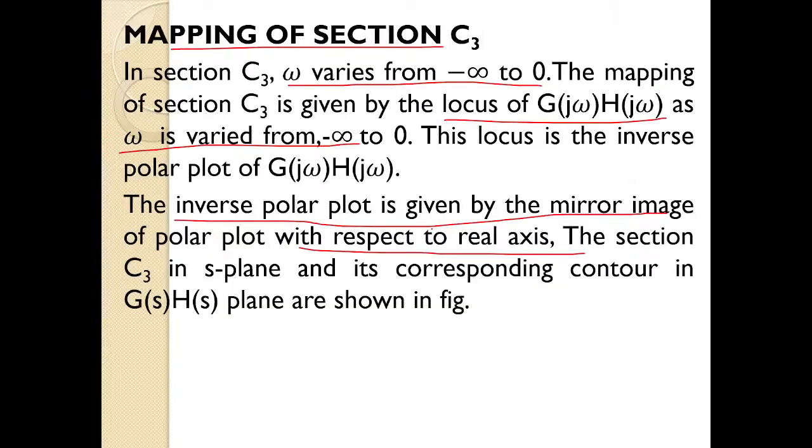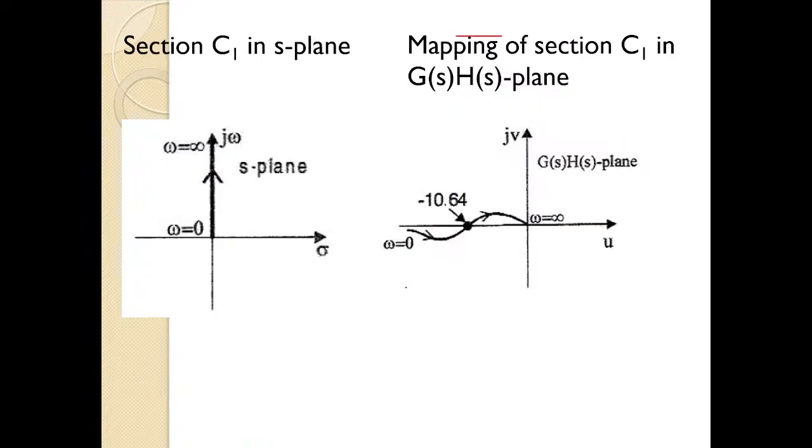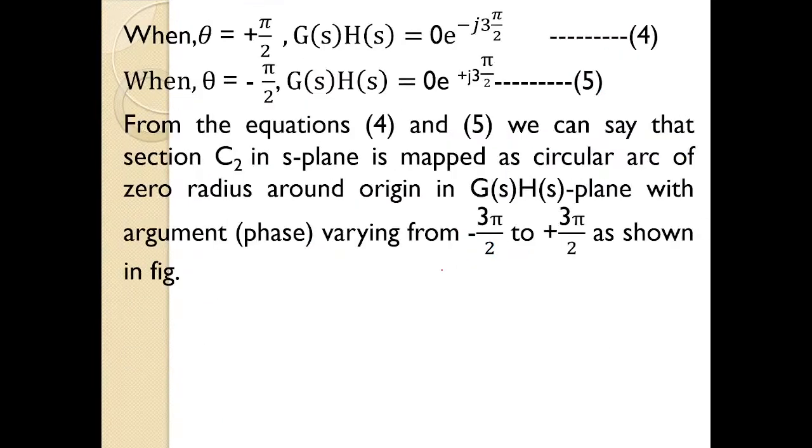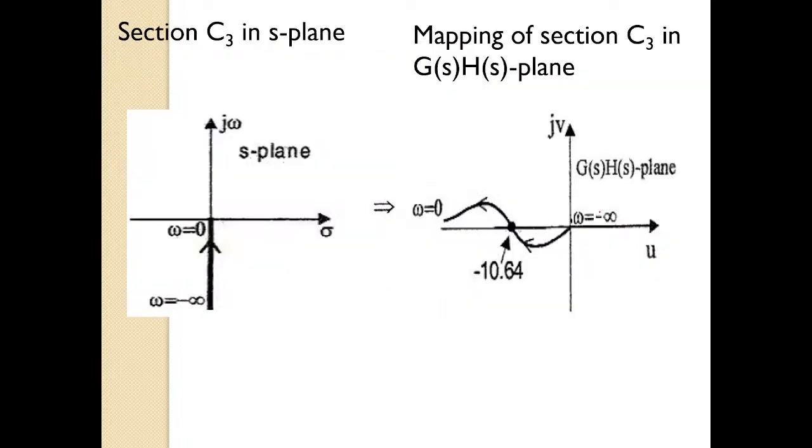So what plot have we got? The C1 plot. Just look at the C1 plot. This is our C1 plot. Just opposite to this, we will plot C3. So this is our C3. Just opposite to your C1 plot, this is our C3 plot. Draw it quickly.